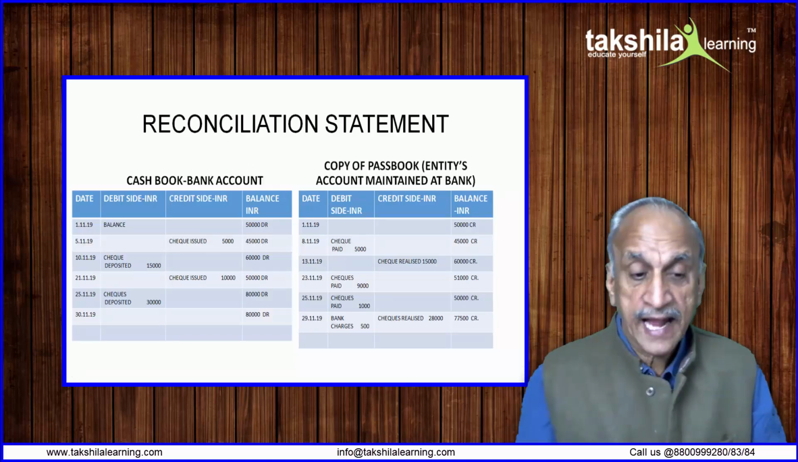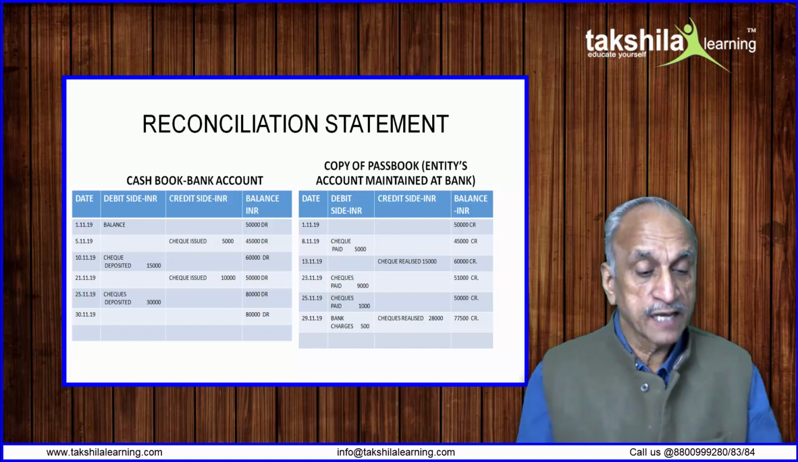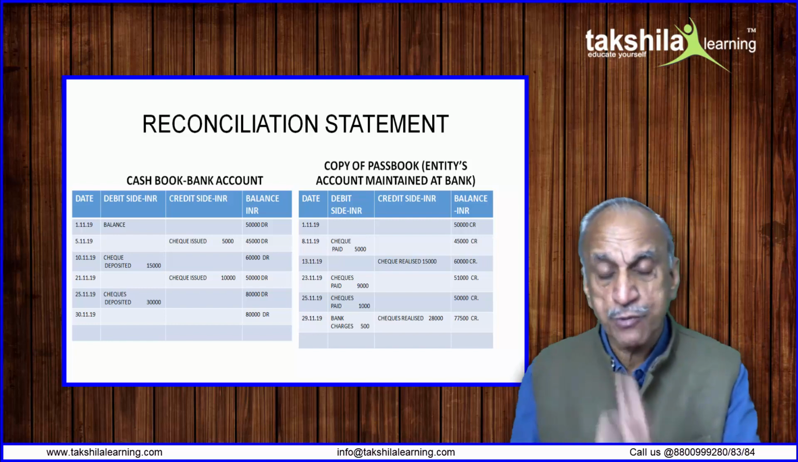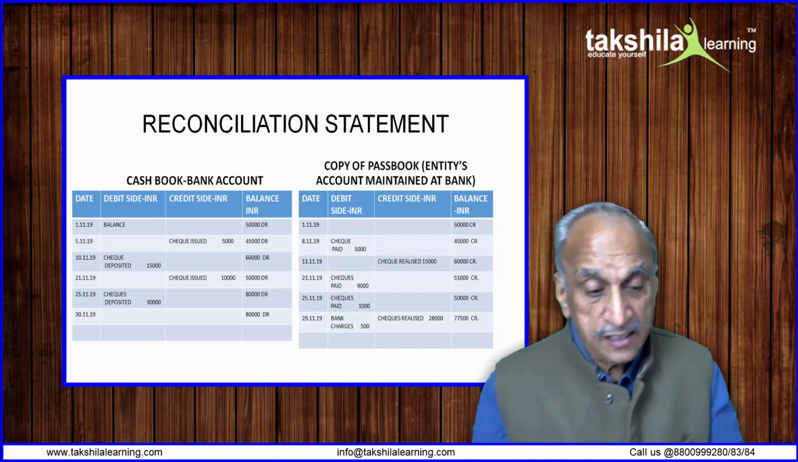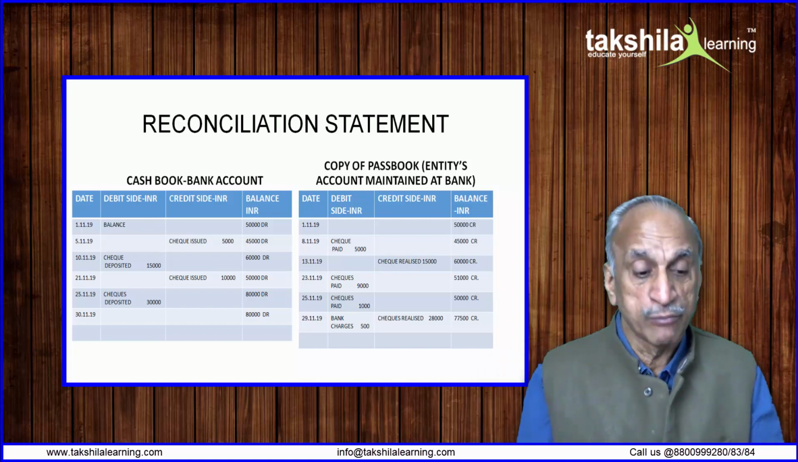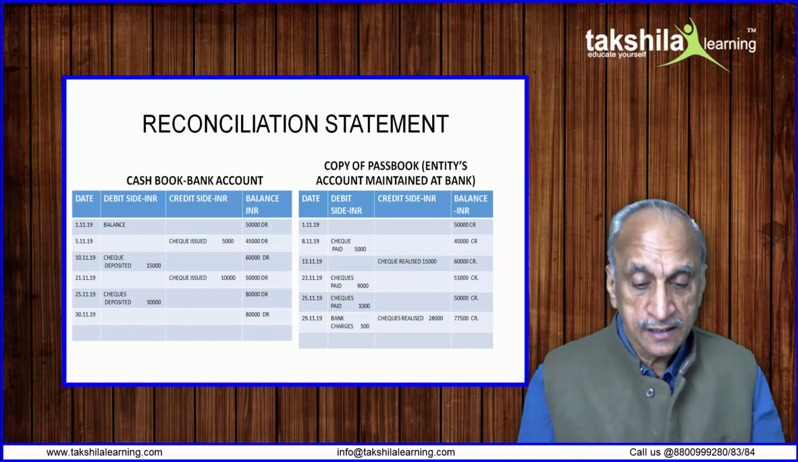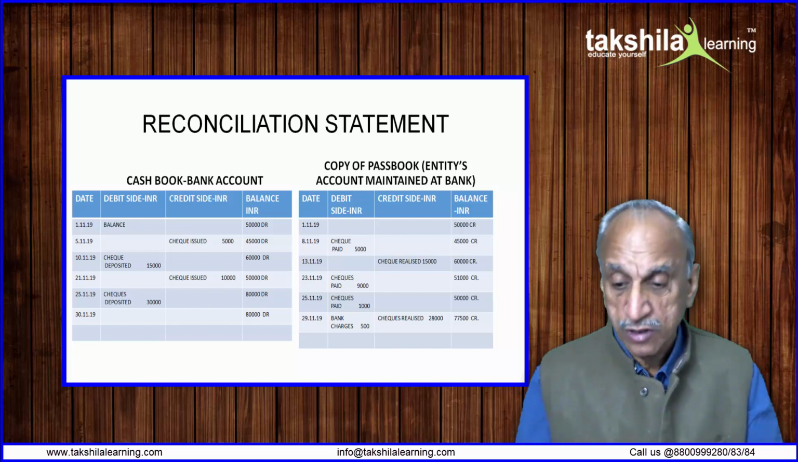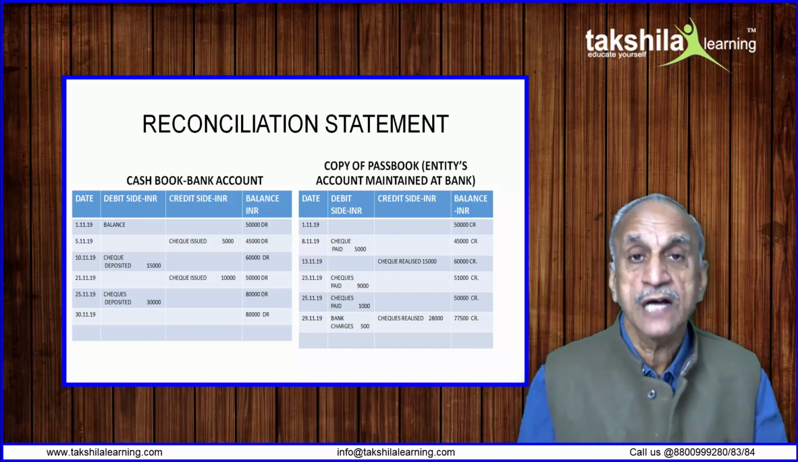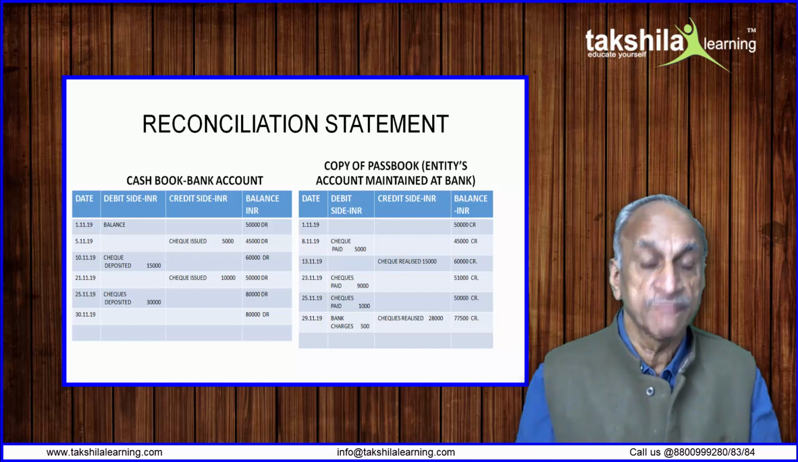Look at this cash and bank account of transactions. The left hand side is the cash book, bank account, where I've written the balance. You will see the passbook also, where I kept the balance, so both are the same, 50,000 rupees. But when you come down to 30th November, the cash book bank account shows an 80,000 debit balance, which should be an 80,000 credit balance in the passbook, but it is showing only 77,500. That is roughly 2,500 of difference.